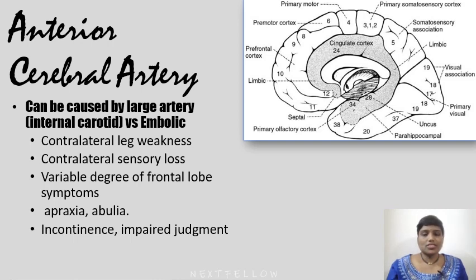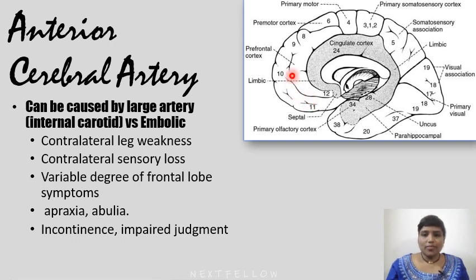Symptoms we see in anterior cerebral artery syndrome are contralateral leg weakness and contralateral sensory loss. These are due to involvement of the primary motor area and primary sensory area. Primary sensory area is area number 3, 1, 2 and primary motor area is area number 4. And there will be a variable degree of frontal lobe symptoms, and the prefrontal area is area number 9 to 12. The function of the prefrontal area is tactful thinking, judgment, mature thinking.